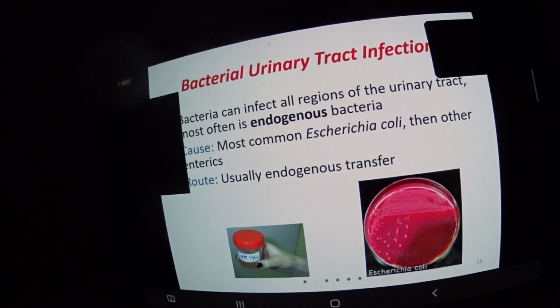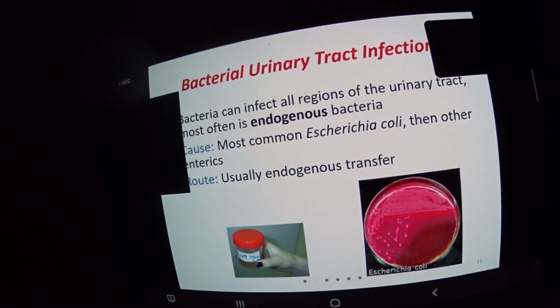Catheter can actually introduce it into the urinary tract. Sexual activities actually increase the chances of it being introduced. Sources are typically predominantly endogenous bacteria. Endogenous bacteria means these are your normal flora.